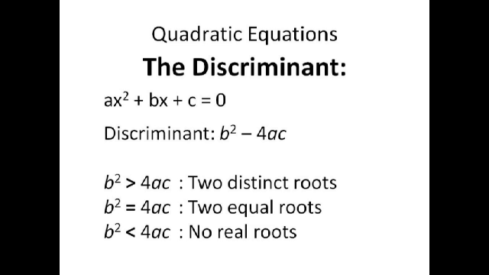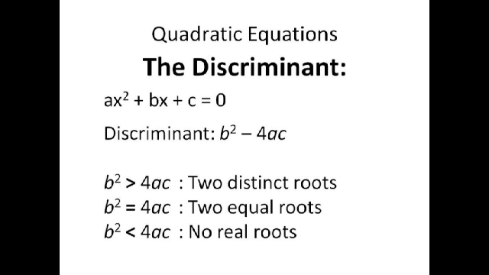If b squared is greater than 4ac, you'll have two distinct roots, which means that your curve hits the x-axis at two separate points, means it crosses it twice. If b squared is equal to 4ac, it means there's two equal roots. So essentially there's one root, which means that your curve hits the x-axis once, which means it can't cross it, so it just touches it. So if b squared equals 4ac, the bottom of your curve, the happy face, or I suppose the sad face, it will touch the x-axis just once.